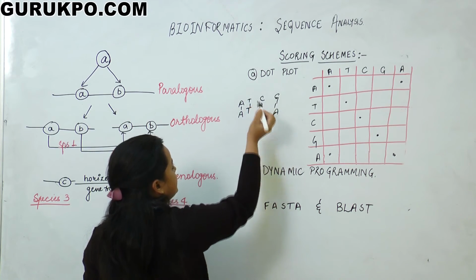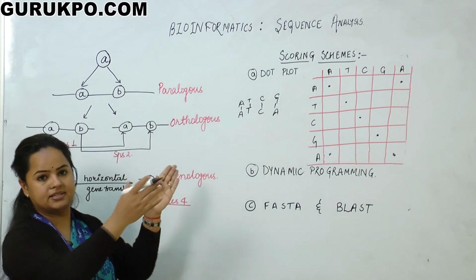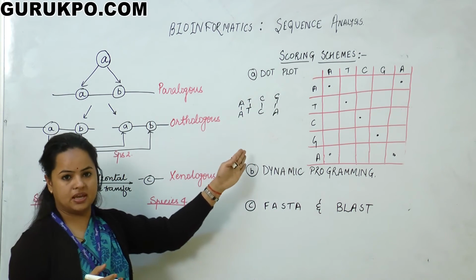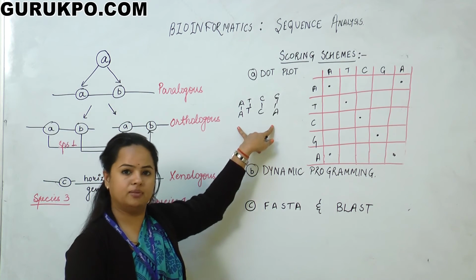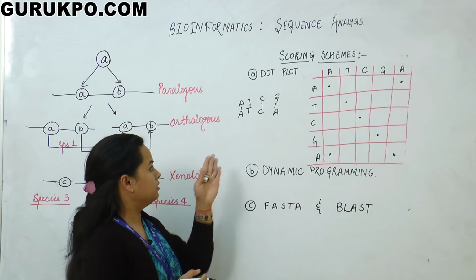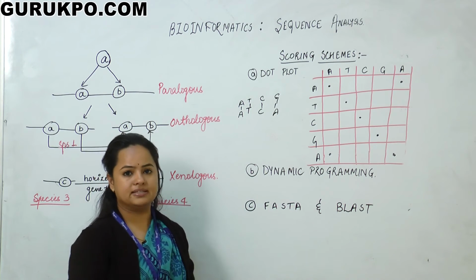Among all these five nucleotides in both sequence A and sequence B, this is the matching portion, and we identify it by marking a dot. Later, this technique was found to be of limited applicability.